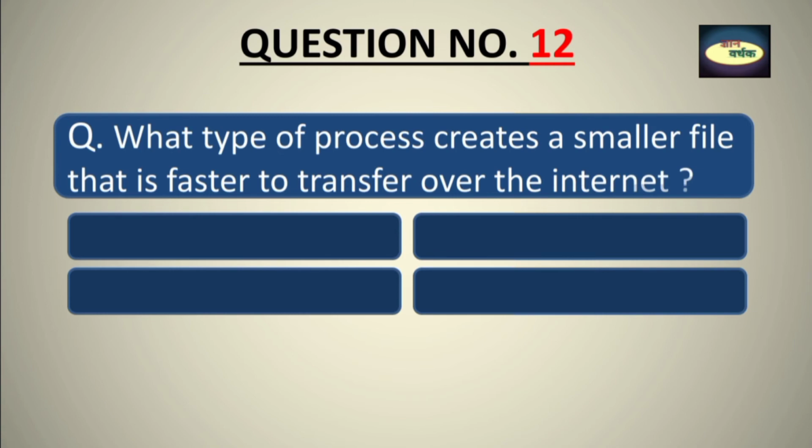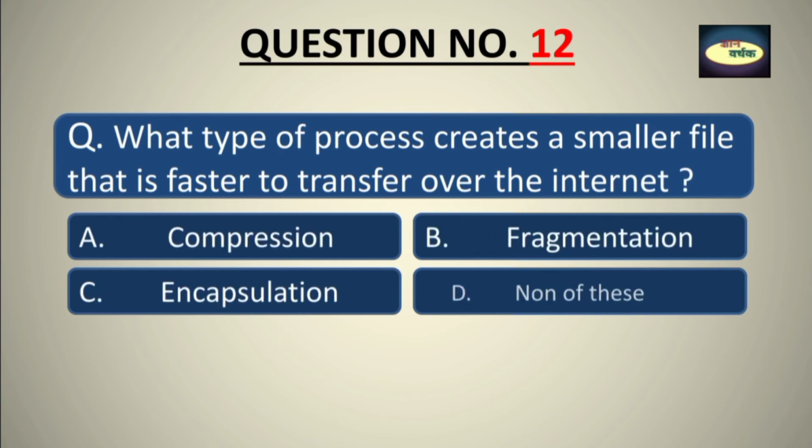What type of process creates a smaller file that is faster to transfer over the internet? A. Compression. B. Fragmentation. C. Encapsulation. D. None of these. The answer is option A, Compression.